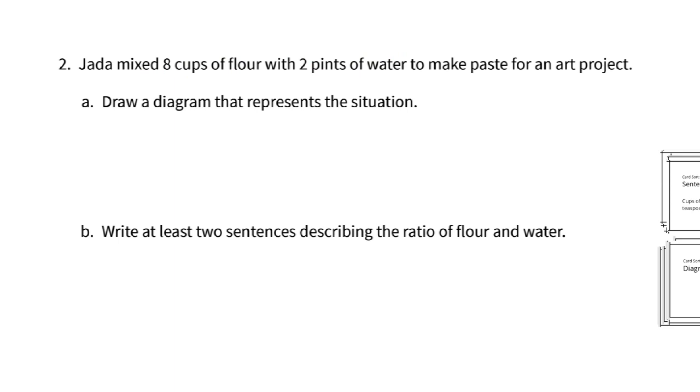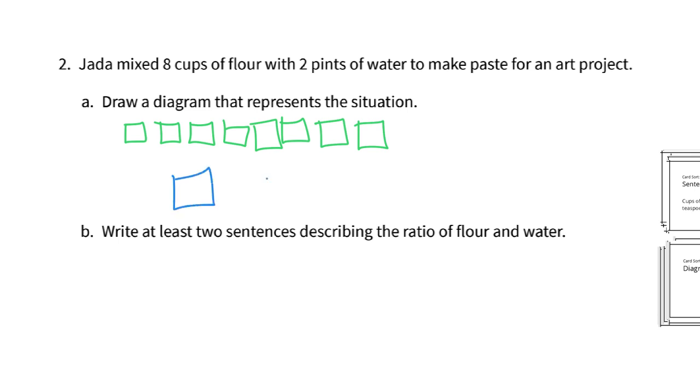I'll do my flour in green. So we've got 1, 2, 3, 4, 5, 6, 7, 8 cups of flour. And of course, I'll do my 2 pints of water in blue. So there is my flour. I'll put F for flour. I'll put W for water. And there we go. I've just drawn a diagram that represents the situation. Notice, parents and teachers, I'm not being all that fancy with my artwork. Squares are good enough.